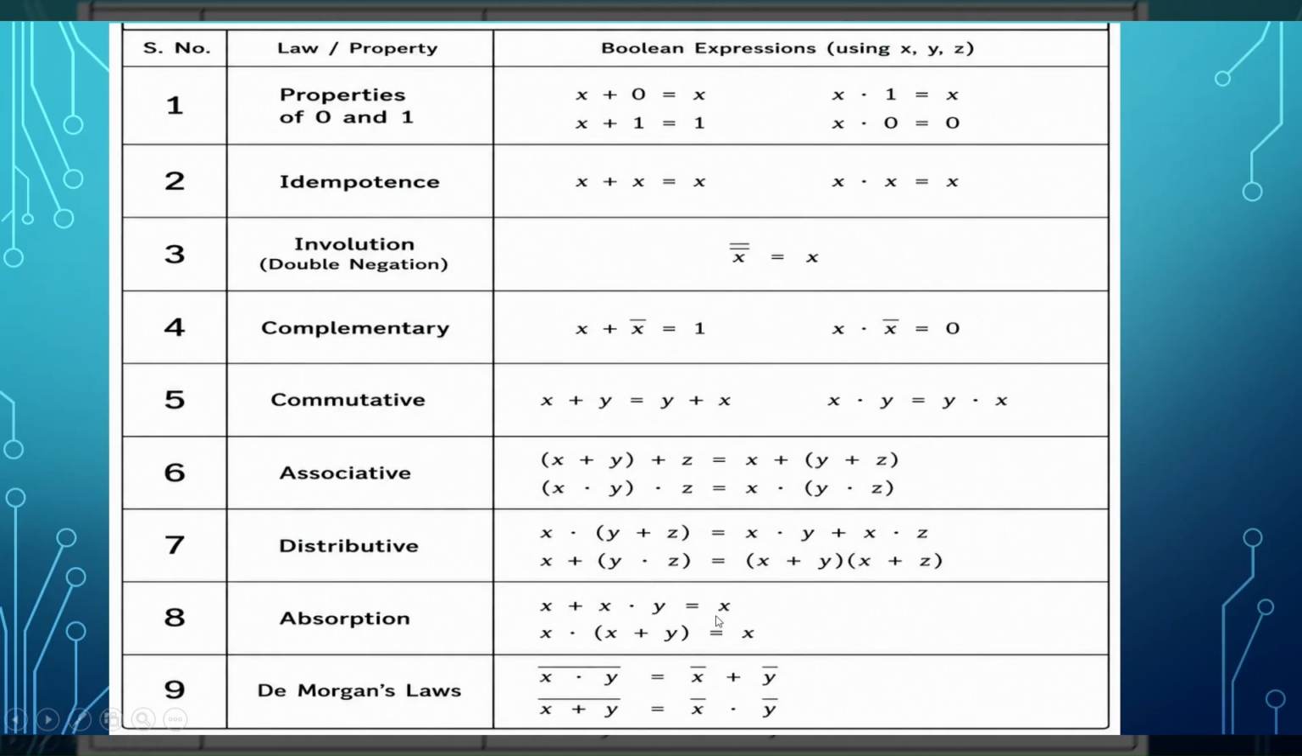And the last one, De Morgan's law. (x into y) complement gives x complement plus y complement, and (x plus y) whole complement gives x complement into y complement. So these all are the laws for Boolean algebra.